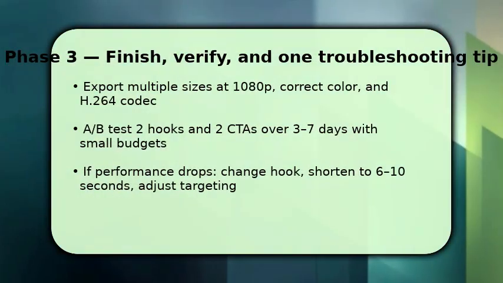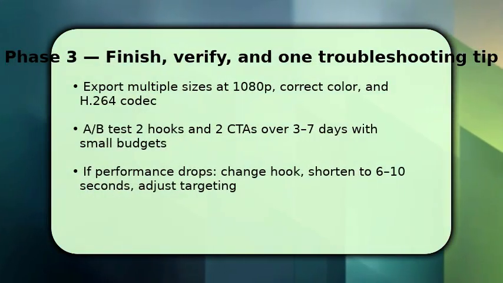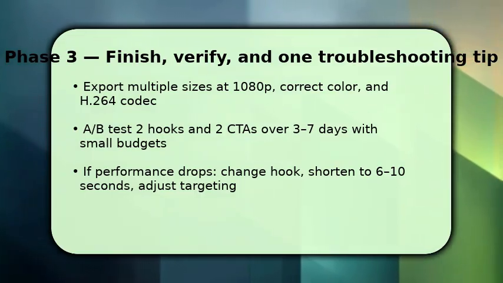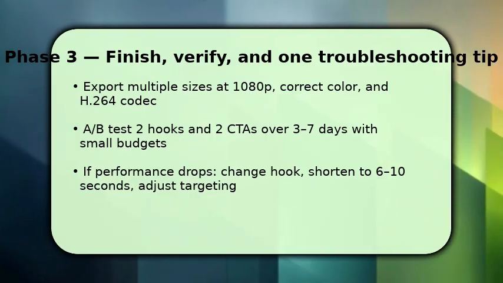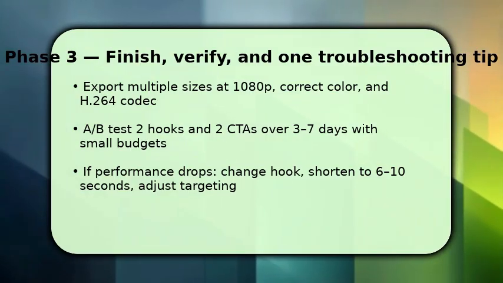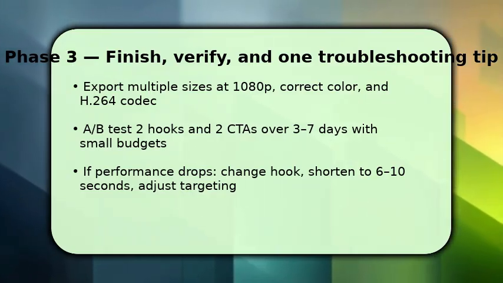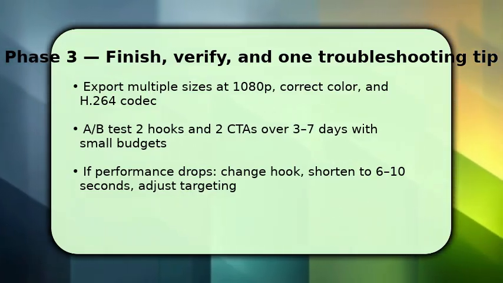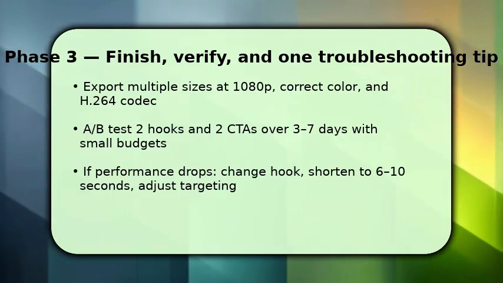You finish by exporting optimized files: 1080p, H.264, correct color, and uploading the right ratio for each placement. Then run A/B tests: 2 hooks, 2 CTAs, small budgets for 3-7 days to learn what resonates. Once you have data, scale winners and iterate.